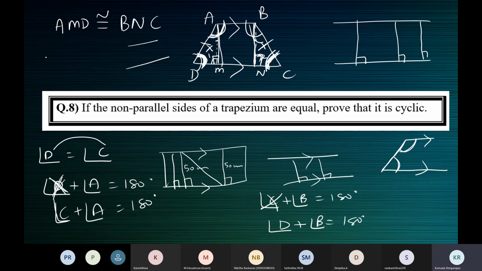Write it again. The result we got through congruency is angle C is equal to angle D. Keep this in mind. Now angle B plus angle C is 180, co-interior angles are supplementary. Now C and D are equal, so take away C. Angle B plus angle D is equal to 180, meaning opposite angles are supplementary. So ABCD is cyclic.